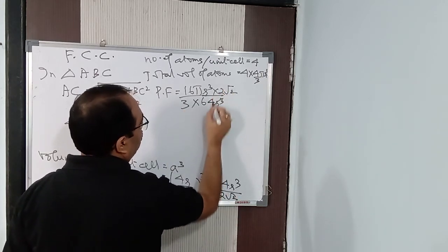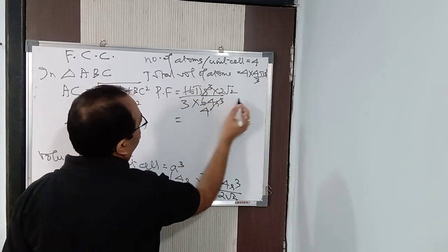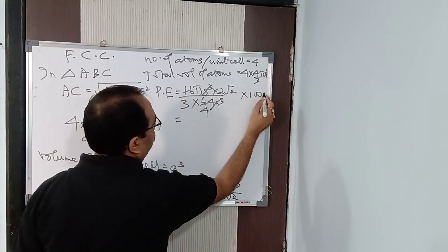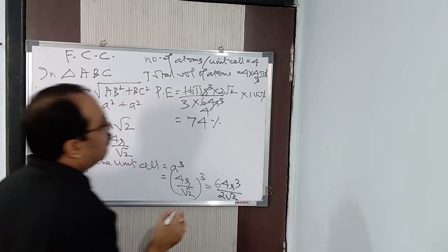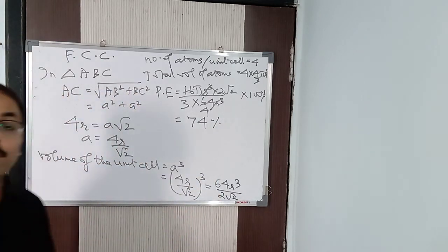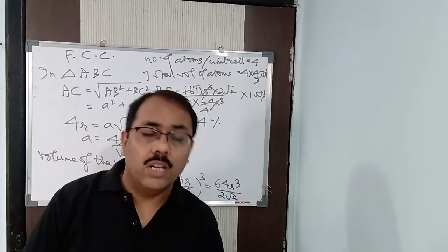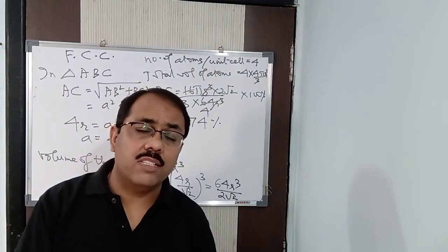So 2 root 2 goes up. R cube cancels. Here 16 by 64 gets cancelled. If you multiply this to convert into packing efficiency to 100%, you will get it to be nothing but 74% packing efficiency, which is the maximum we can say. So FCC is the most efficient type of packing because here 74% of the space is occupied by the atoms.